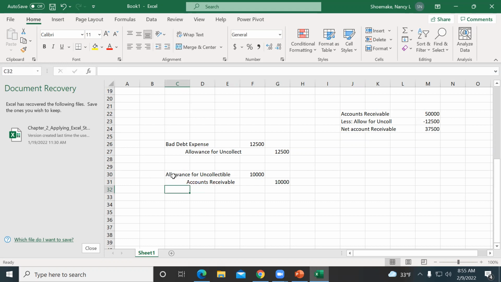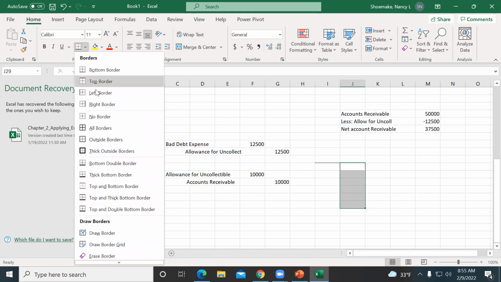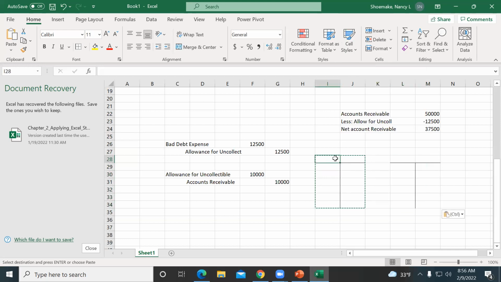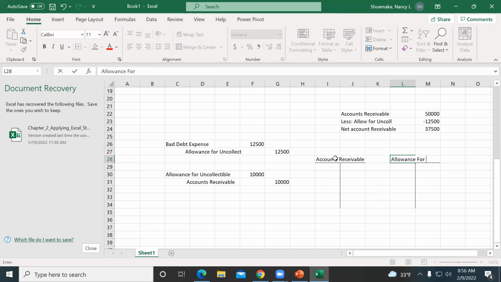right? But think about it, guys. I'm going to do a T account here. This T account is going to say accounts receivable. This account is allowance for uncollectibles. We see here it was 50,000. You see over here it was 12,500. Okay. But then after we wrote off some accounts, do you see here we credited accounts receivable for 10,000? And do you see here, we debited our allowance for uncollectible of 10,000?